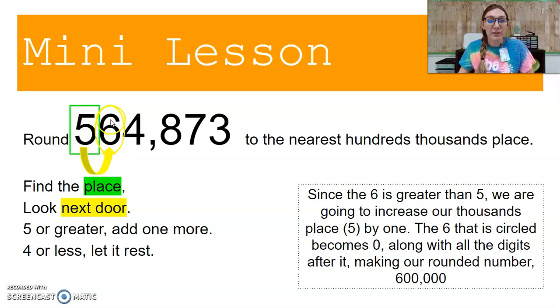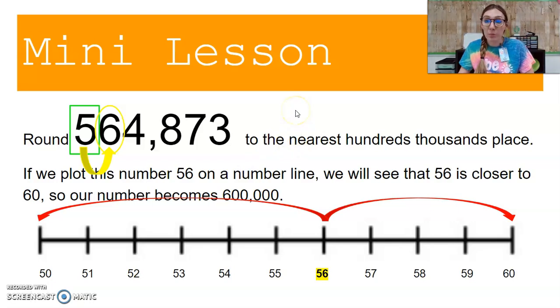So since this 6 is greater than 5, we are going to increase our hundred thousands place, this 5, by 1. And the 6 that is circled will become 0 along with all the digits after it, making our rounded number 600,000. So let's put this on a number line too and see what we get.